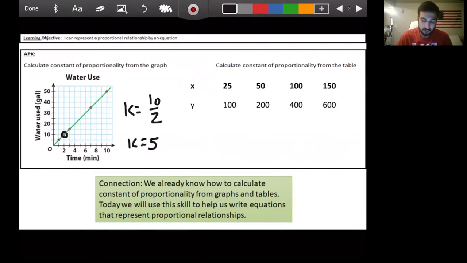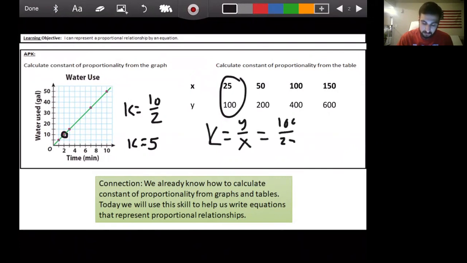Over here, I'm going to pick my lower values. K is equal to y over x, which would be 100 over 25, which would be the same as 4. So k over here would be equal to 4. So we can calculate the constant of proportionality already. So we're going to use this now to help us write equations.